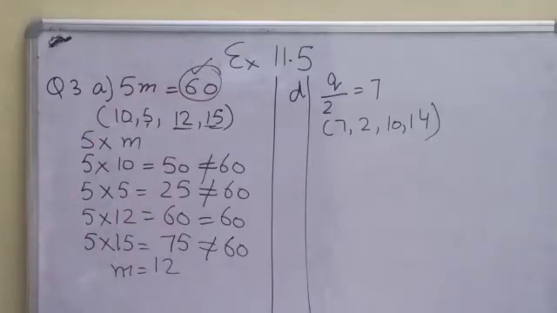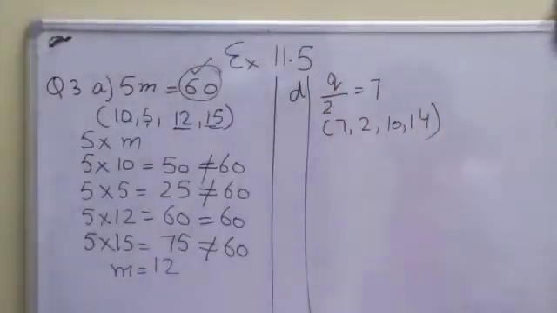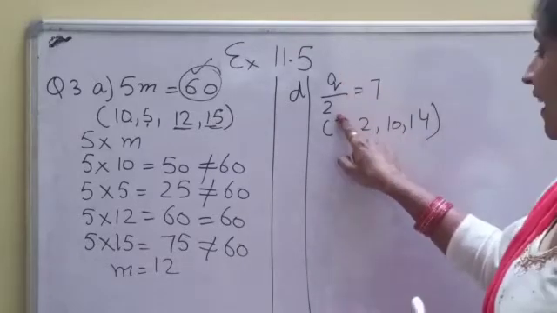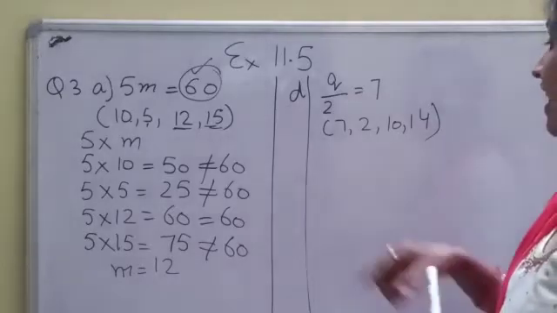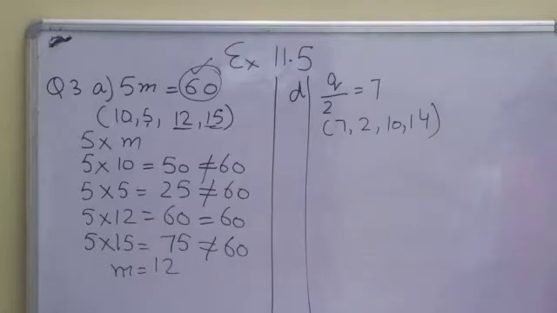So this is your part A. Now let's move to part D of your question. So what do we have in part D? In part D we have q by 2 equals 7. This is the equation given to us and these are the values given to us. One by one we will keep all these values in the equation and find out whether they are satisfying the equation or not. So let's start.